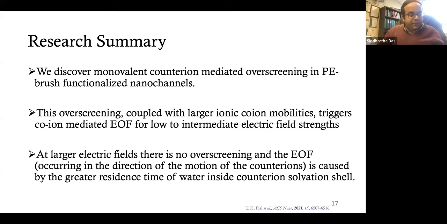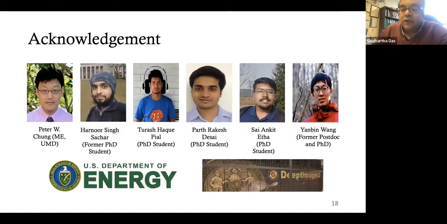Quick summary. I'm running out of time. We discover monovalent counter ion mediated overscreening in polyelectrolyte brushes in nanochannels. This overscreening, coupled with larger co-ion mobilities, triggers co-ion mediated electroosmotic flow for low to intermediate electric field strength. At larger electric fields, there is no overscreening, and the electroosmotic flow is caused by the greater residence time of water inside the counter ion solvation shell.